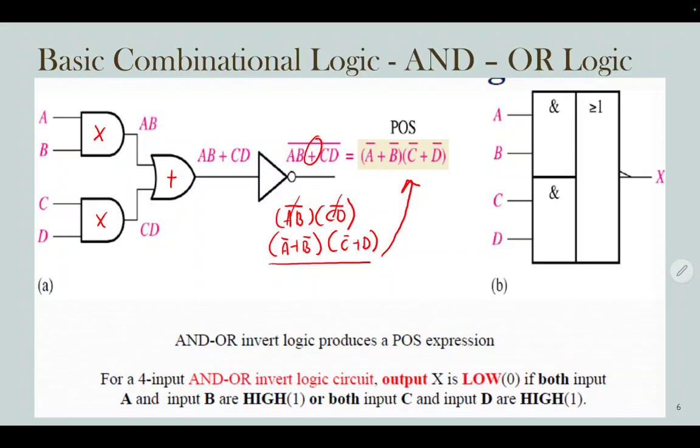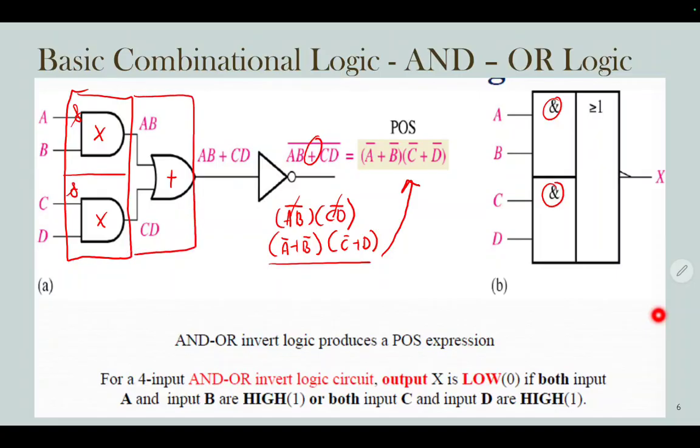So by looking at this, you can have 2 AND gates, 1, 2, and then you got the plus operation, and then you got an inverter over here. So this inverter is represented by this symbol, and then you got the output X.